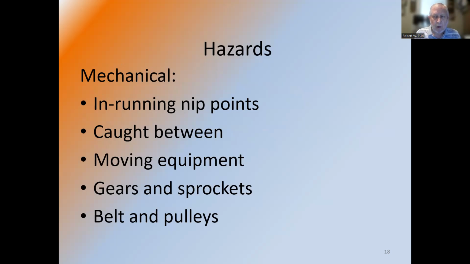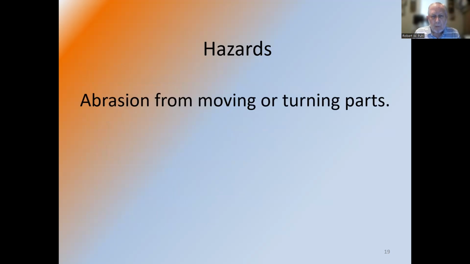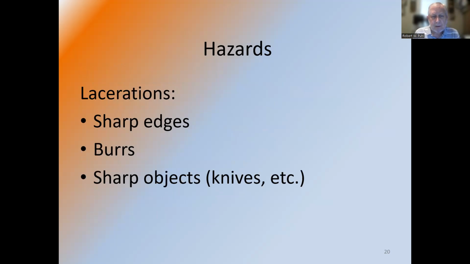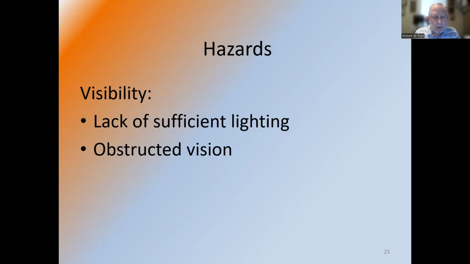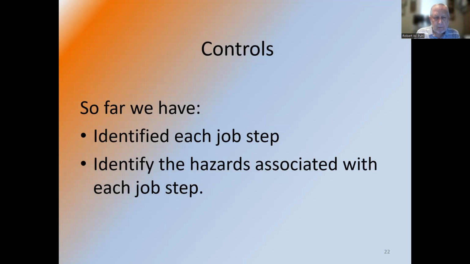Caught between the moving parts, you get caught in between them. Any moving equipment is by definition a hazard. I mean, something just sitting there is probably not going to hurt you, but if it's moving, it's a hazard. Gears and sprockets, belts and pulleys are very similar. They have in-running nip points, nasty, and they can be really, really bad. Abrasion from moving or turning parts can be a hazard. Sharp edges, burrs, sharp objects, knives, etc. Visibility could be a problem: lack of sufficient lighting, obstructed vision.